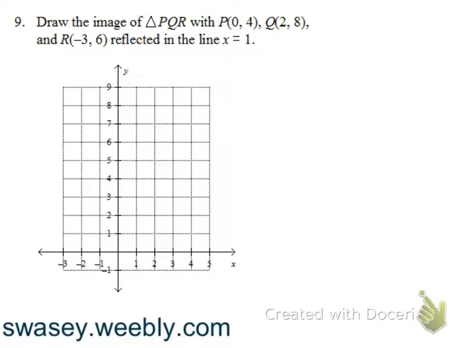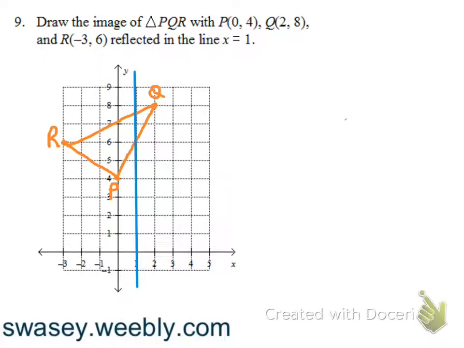Here we're going to plot these points. We've got a point at 0, 4. Alright, so I've plotted PQR. Now we're going to reflect each of those points, each of those vertices across the line x equals 1, that blue line.